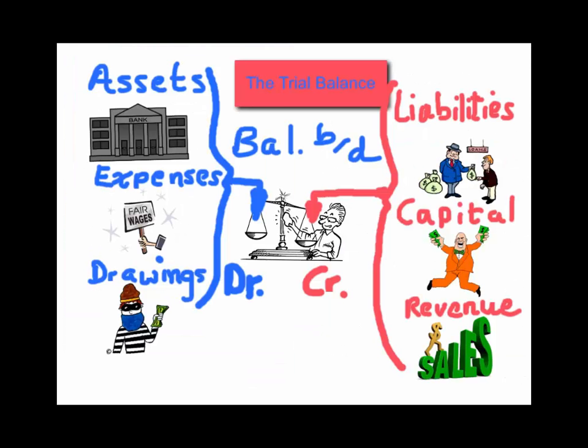So, if you added together the balances brought down on the debit side of the trial balance, the assets, expenses, and drawings total should equal all the balances brought down on the right-hand side of the trial balance, the liabilities, capital, and revenue, providing you have made a debit entry for every credit entry in the T accounts and you have followed the accounting rule of dual aspect.